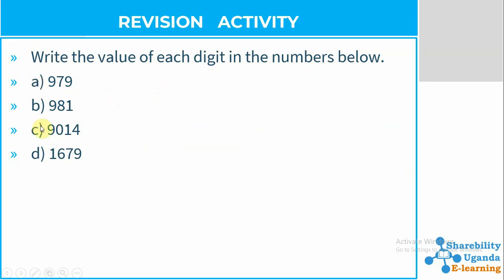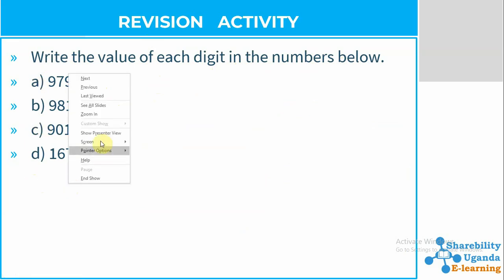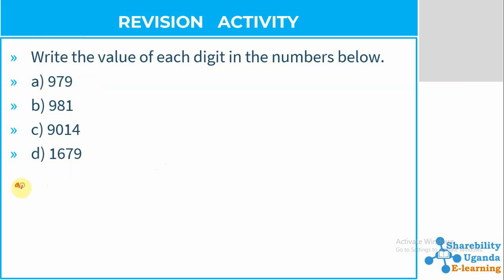So we have been given our number A. They want us to find the value, and remember we said for us to be able to find the value of each digit, we should know their place values. So our part A will be equal to the number which is given, that is 979.